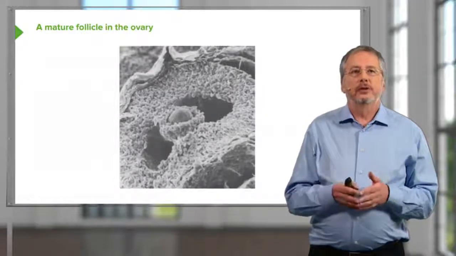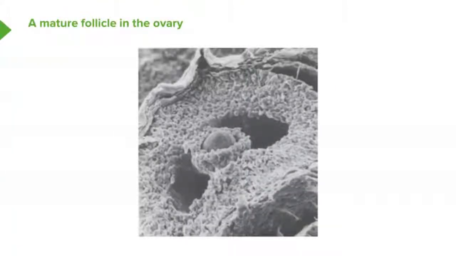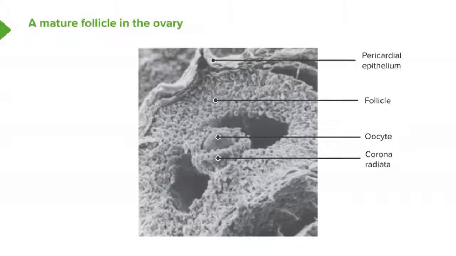And this is a picture of a mature follicle, a scanning electron micrograph, which shows rather nicely the arrangement of cells within it. And you can see that the egg cell itself is relatively large and is surrounded by cells derived from the follicle. And these are corona radiata cells.